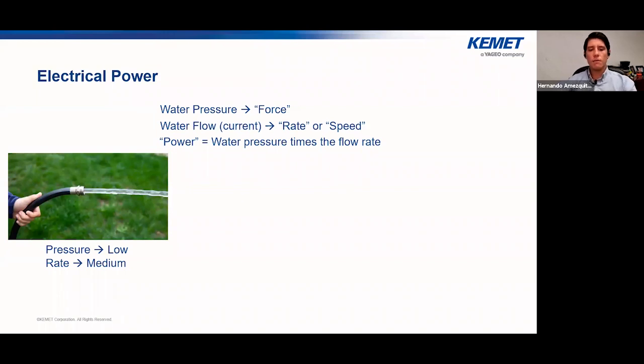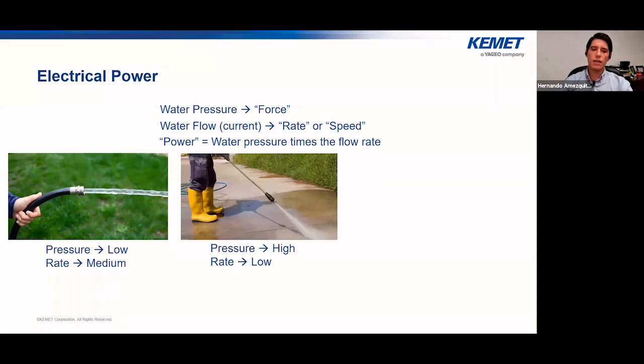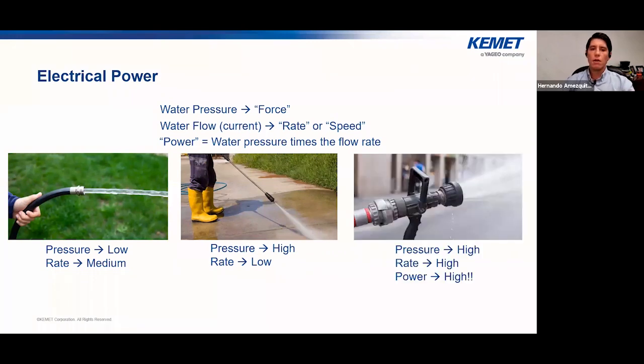If we think in different examples of hoses, we can think on a garden hose where the pressure is very low and the water flow is probably medium. So we have relatively low power. And then if we think on a pressure washer, there we have a much higher pressure, right? But the water flow or the rate is still relatively low. So you are not really getting much more power there. But if we think in the example of a fire hose, there we have higher pressure, higher rate, and therefore higher power, right?